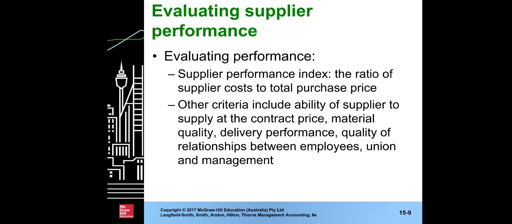And now, if you want to compare several suppliers, you can use the Supplier Performance Index. The way to calculate the Supplier Performance Index is, it is the ratio of supplier cost to total purchase price. Other criteria include the ability of the supplier to supply at the correct price, at the contract price, material quality, delivery performance, quality of relationship between employees, union and management.